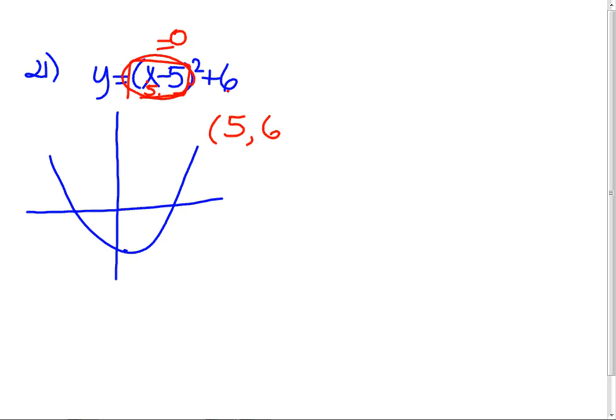6. So what you do is you look at this part in the parentheses and say, what number will make it 0? Okay? And then the y that's 0. What's 0 plus 6? It's 6. That's your vertex. That's the answer to 21.